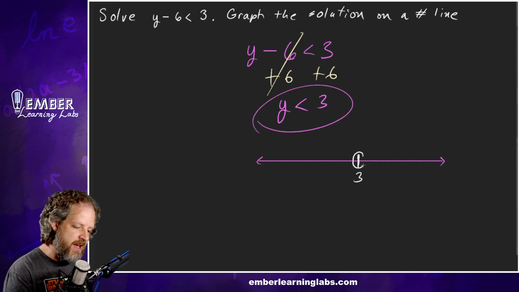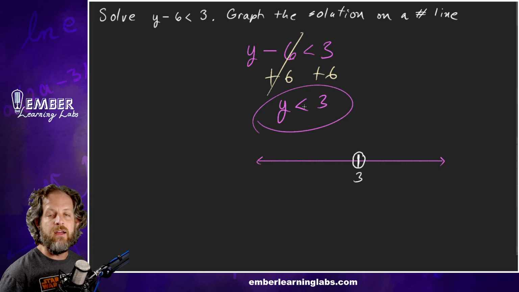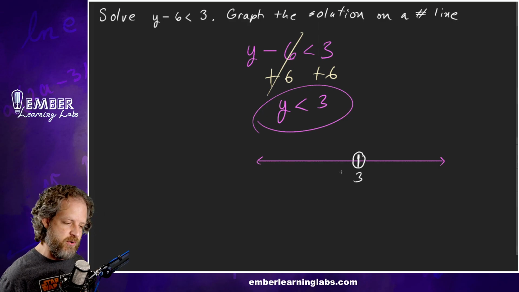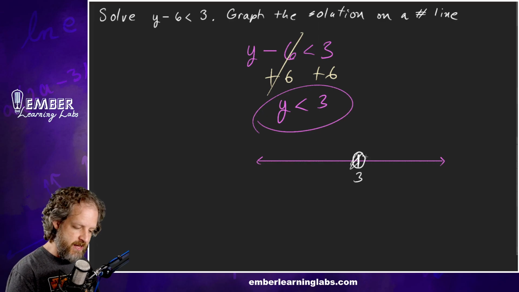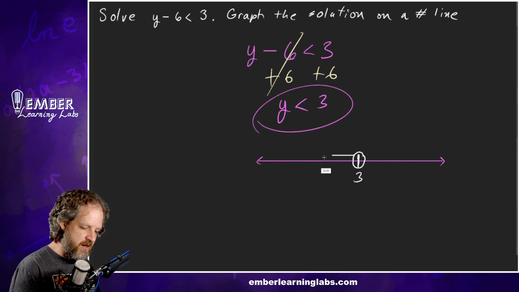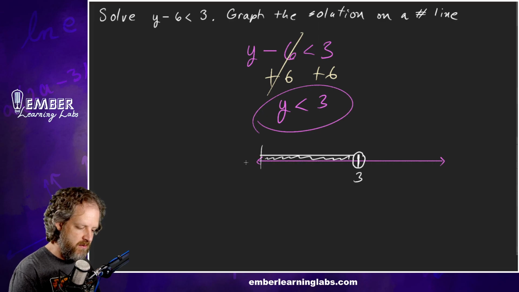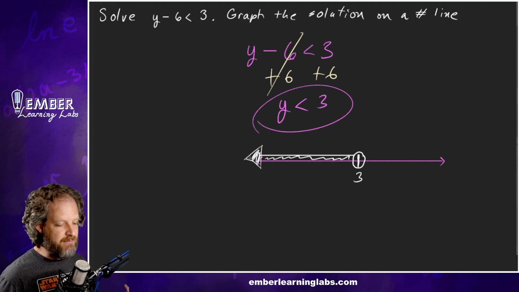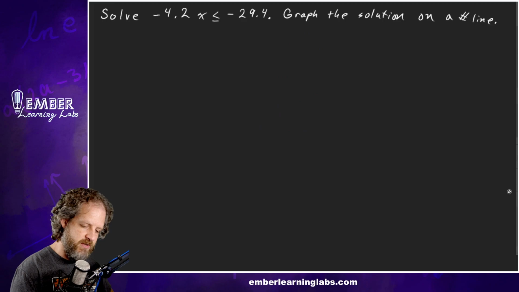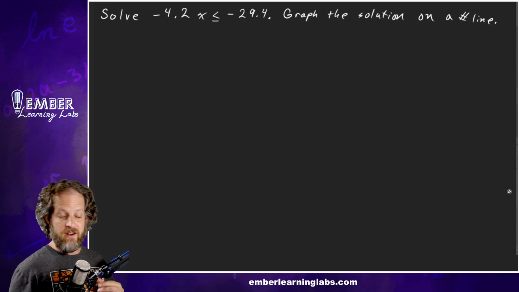If it is either less than or greater than, it's an open circle. If it's or equal to, we're going to put a filled in circle. So in this case, it's open because it's just less than. And if it's less than, we're going to shade to the left, right? No big deal. There it is. Easy peasy. Let's do another one. We've got 3 total examples in this particular lesson. It should be a fairly quick one.